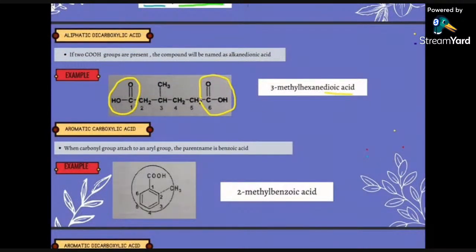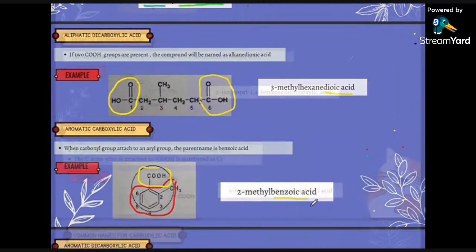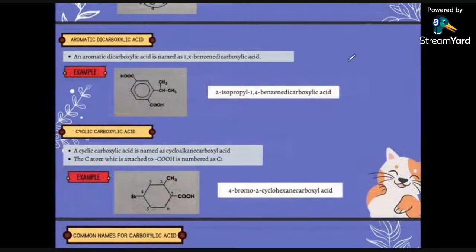In addition, we have aromatic carboxylic acid. For this, when a carbonyl group is attached to an aryl group, the parent name is benzoic acid. Maksudnya di sini, apabila kumpulan aryl di sini iaitu CH3 dan benzene bercantum dengan kumpulan karbonyl iaitu COOH, parent name-nya akan dinamakan sebagai benzoic acid. Other than that, we also have aromatic dicarboxylic acid.